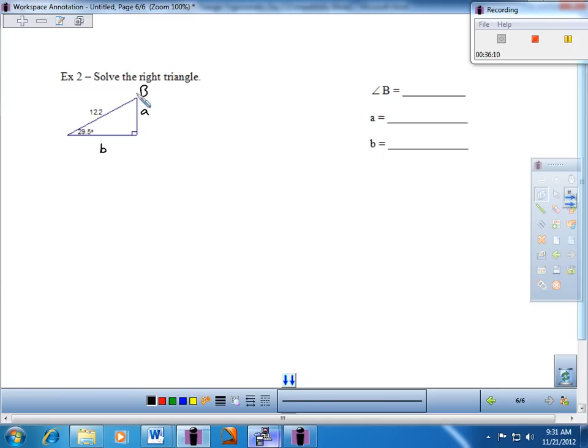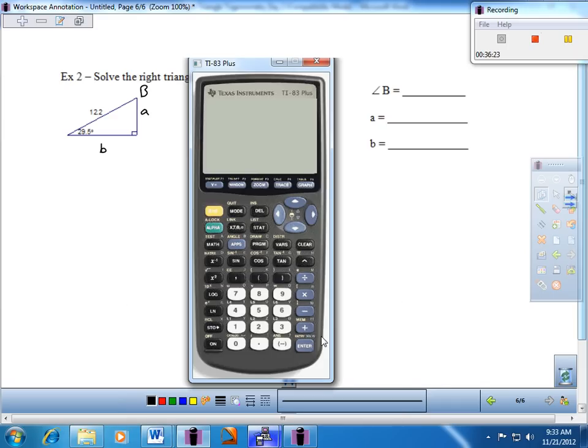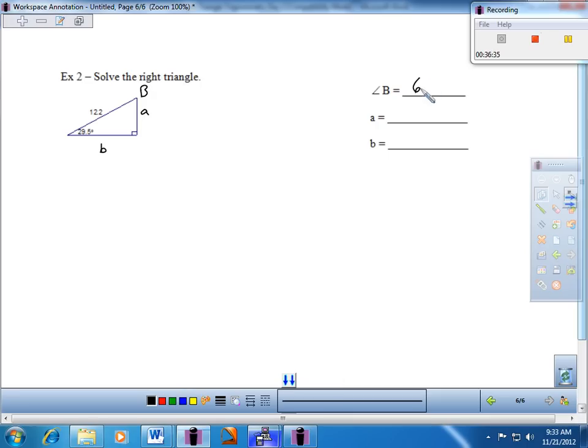All right, well, let's see what we have going on here. So first order of business is to get the big angle B. So I hope everyone did this nicely here, just 90 minus 29.5, and that works out great. Should get 60.5 degrees. So first one there, 60.5 degrees.